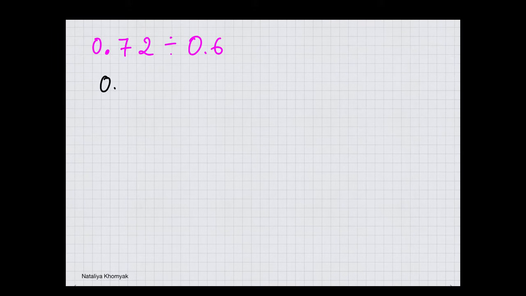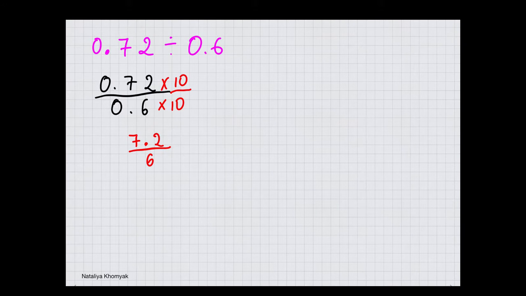So we have 0.72 over 0.6. On this step, I'm going to make the denominator into a whole number by multiplying by 10. Whatever you multiply the denominator by, you also multiply the numerator by it, because in this way you're multiplying the whole thing by 1. So we have 7.2 out of 6. Now that can be done by hand.